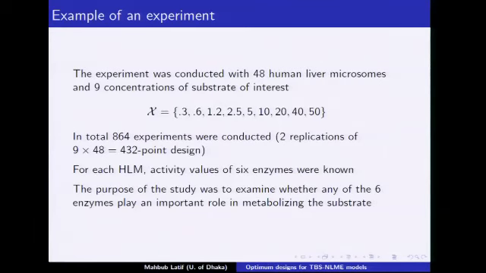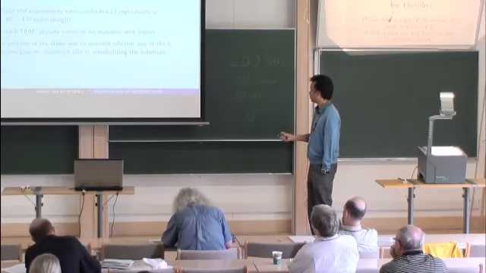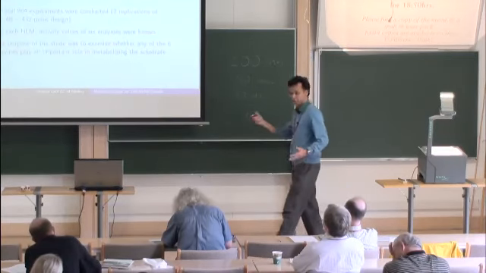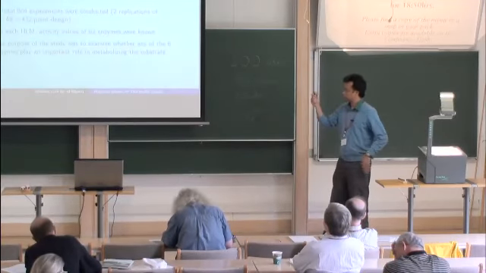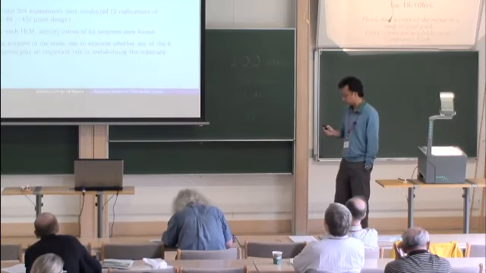And for each of the HLM, 6 enzyme activities are available. So we know 6 enzymes. So we want to see whether any of these 6 enzymes are associated with the substrate concentration. Is it the same 6 enzymes on each? Yes, the same 6 enzymes. So you have a 48 by 6 matrix. Okay. So we want to see whether any of these 6 enzymes has any important effect on substrate concentration or candidate drug.